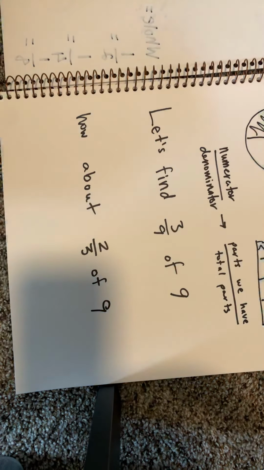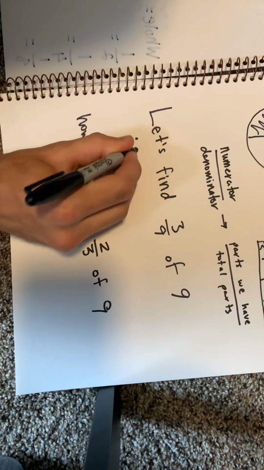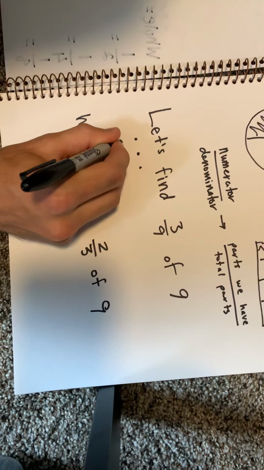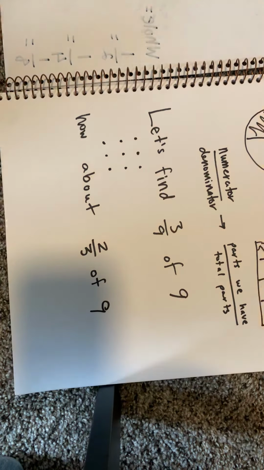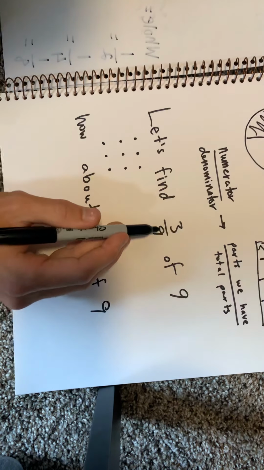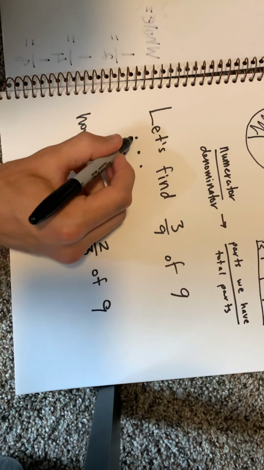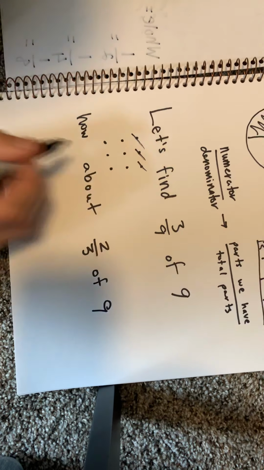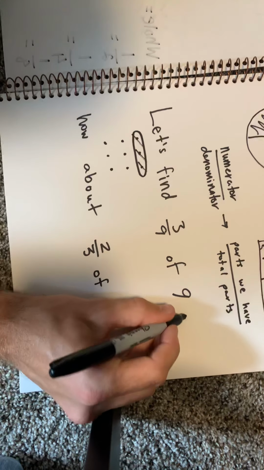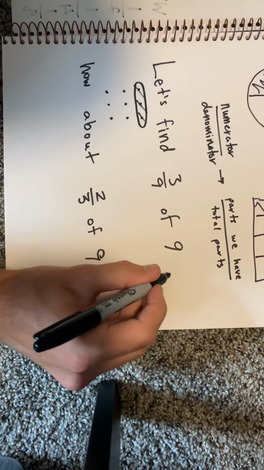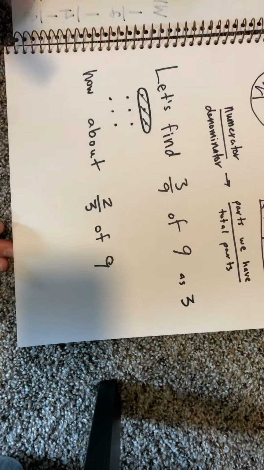So let's find 3/9 of 9. If we have 9, we'll just make some dots for now. We got 9 dots, and we have to find 3/9 of them. Here's our 9 total dots. 1, 2, 3. There's 3/9, one row. 3/9 of 9 is the same as 3. Pretty simple. But now let's look at our next example.